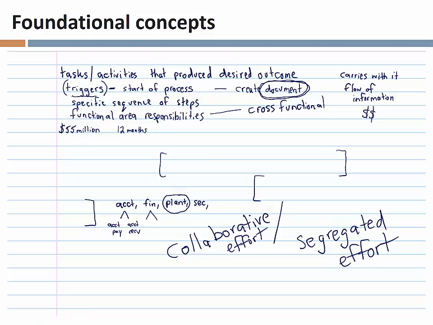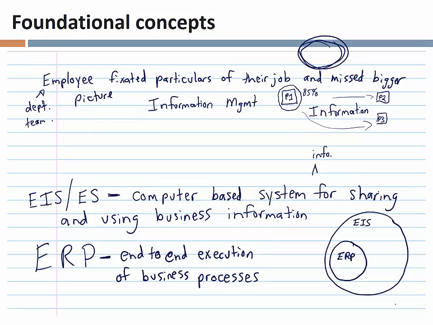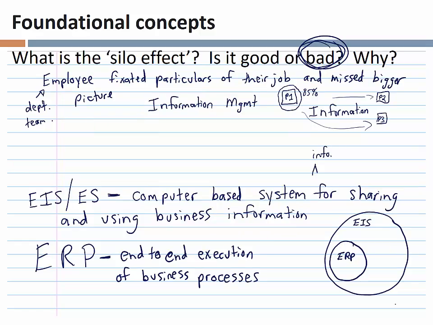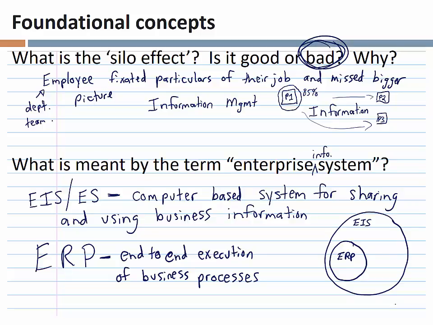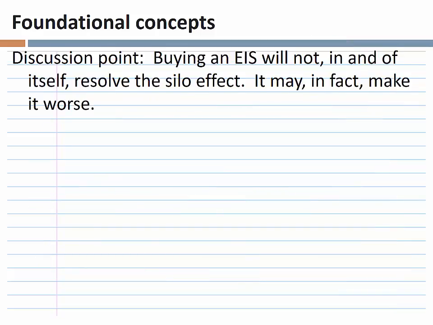But we talked about last time what is a business process, how does having a process-oriented view differ from having a functional view. We talked about the silo effect and what is meant by the term enterprise systems or enterprise information systems. And although we didn't, I don't think, write on this particular slide last time or necessarily look at it, we did talk about this topic, that we can't get rid of the silo effect just by saying we're going to invest in an enterprise information system.